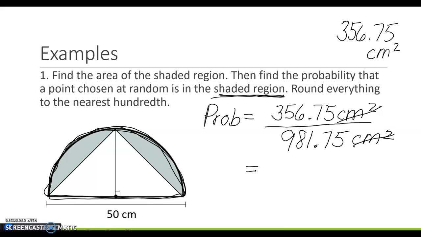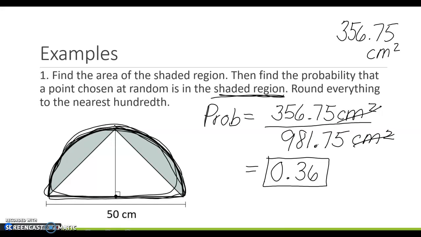So 356.75 divided by 981.75 rounded to the nearest hundredth is 0.36. So what that means is that if I were to choose a point at random on this entire shape, it has a 0.36 chance, or a 36% chance, that that point would lie in the shaded region. And so that's what you're doing when you're calculating geometric probability.